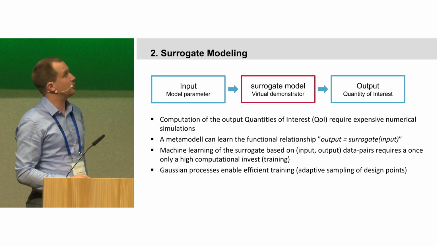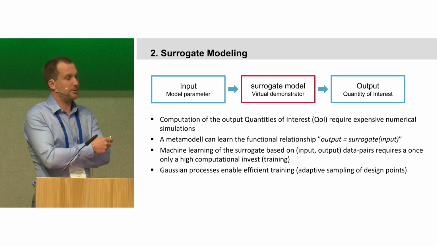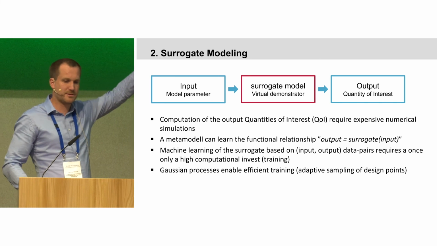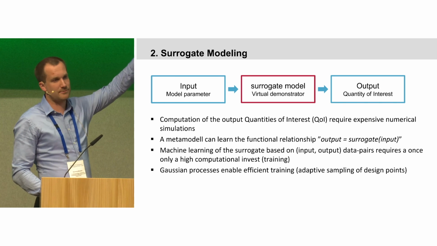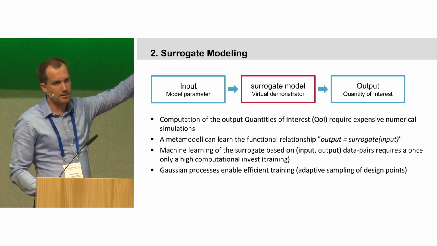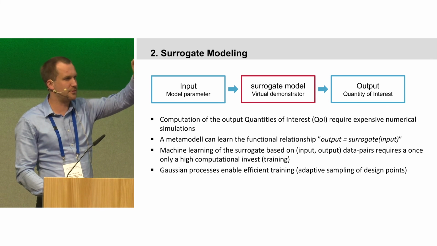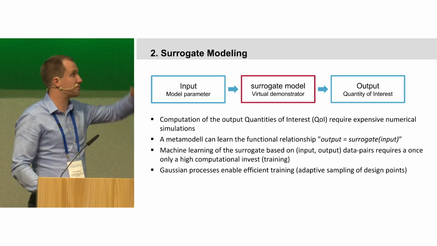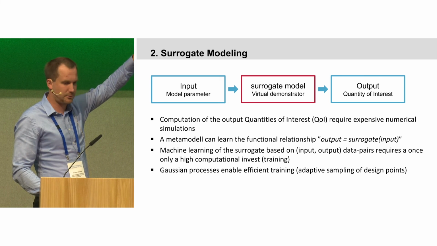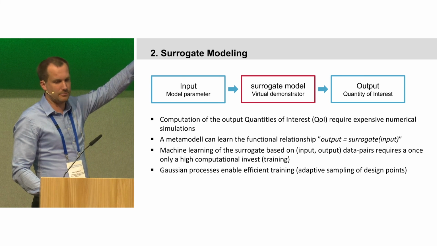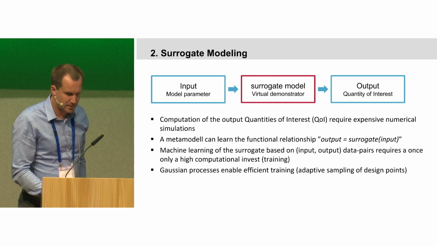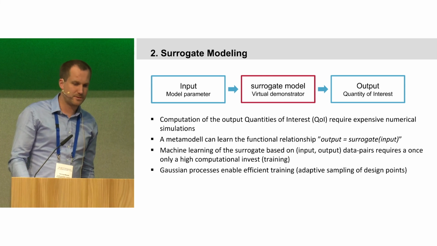Yeah. In order to do so, we have input parameters on the left. These are our model parameters. For these model parameters, we evaluate our virtual demonstrator, our numerical model, and then we obtain an output quantity of interest. Yeah. So in our case, we have the material parameters of the model, and then we feed it into the numerical model, and then we get the storage drift. That would be our quantity of interest.